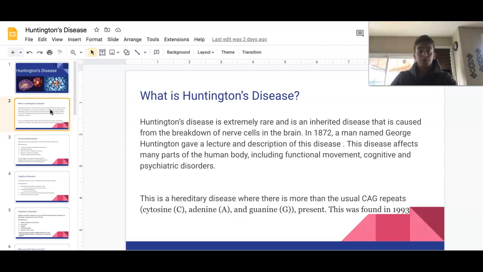It affects many parts of the human body, including functional movement, cognitive, and psychiatric disorders. This disease is where there are more than the usual CAG repeats, which are cytosine, adenine, and guanine, and this was found in 1993.